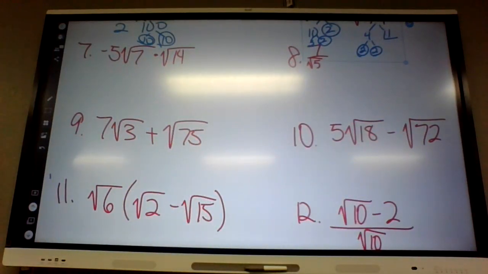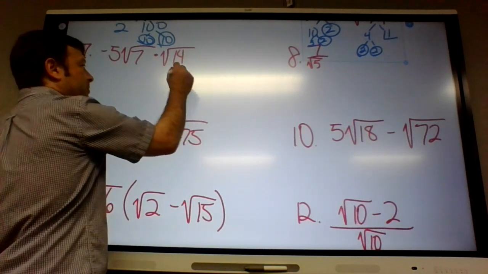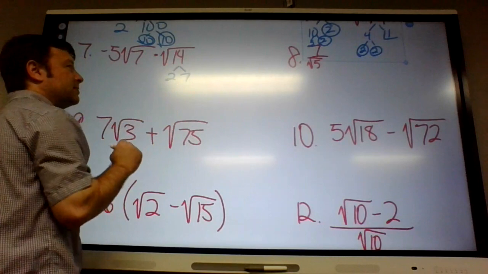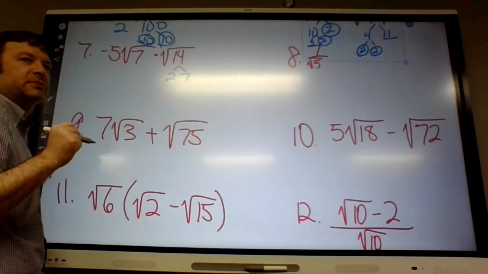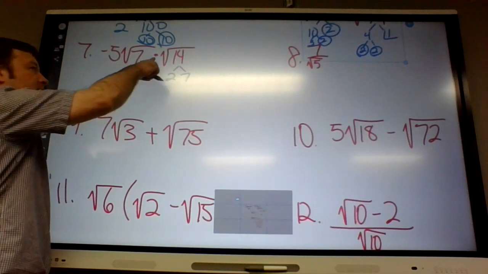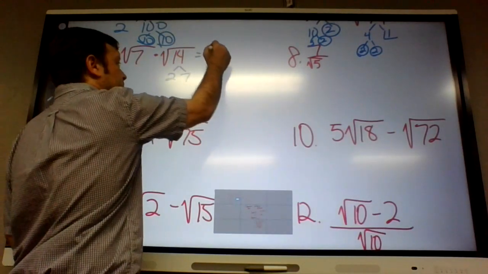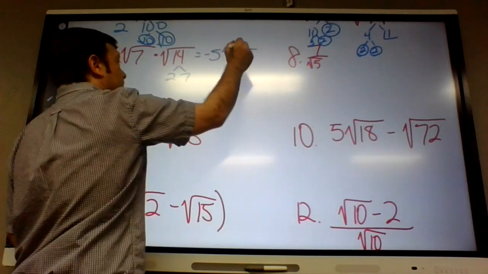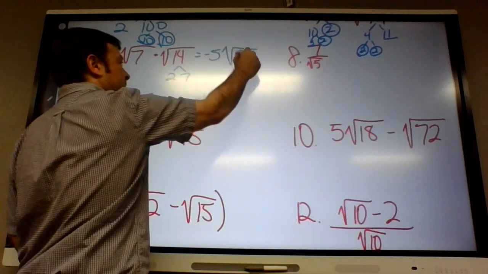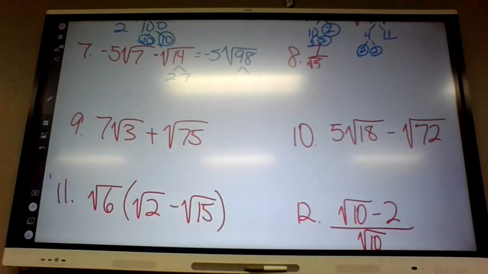Would you simplify? No, okay, you can multiply these together, right? That'd be like 98. What would 98 break down into?